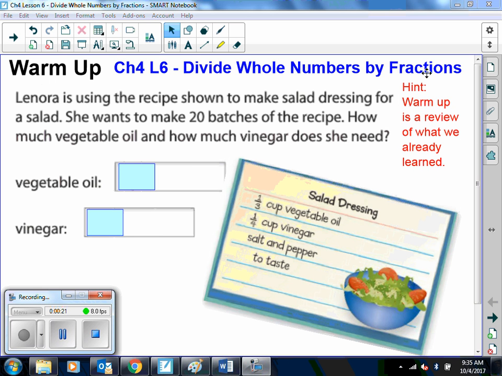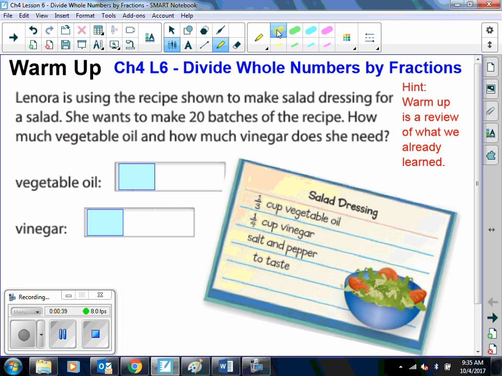So here, I gave you a little hint that this warm-up is a review of something we've already learned this year. So, what are we going to do with these? Any idea? We are going to multiply. The important information: we know that she wants to make 20 batches of the recipe, and we need to know how much vegetable oil and how much vinegar she needs, okay?